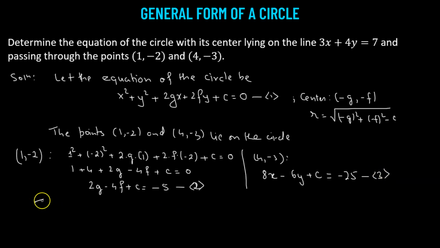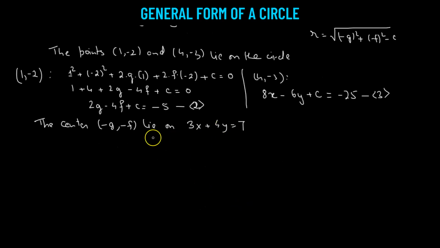Now it's given that the center of the circle, which we have considered to be (-g, -f), lies on the line 3x + 4y = 7. So this center point is going to satisfy this equation, which implies we have 3 times -g plus 4 times -f equals 7. Or simply, -3g - 4f = 7. Let this be equation number 4.